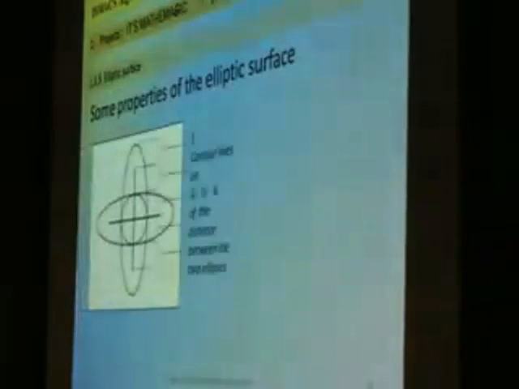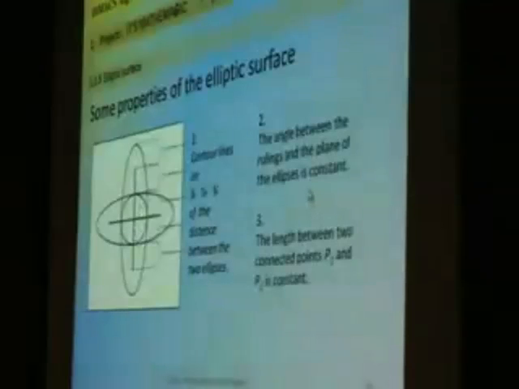If you take the niveau lines, or the contour lines, on a quarter, two quarters, three quarters of the distance between the two ellipses, you have always the same distance. The distance is equal to the minor axis of the ellipse. The angle between the rulings and the plane of the ellipses is constant, and so the length between the two points is also constant. So pupils have to prove this and to make some exercises.